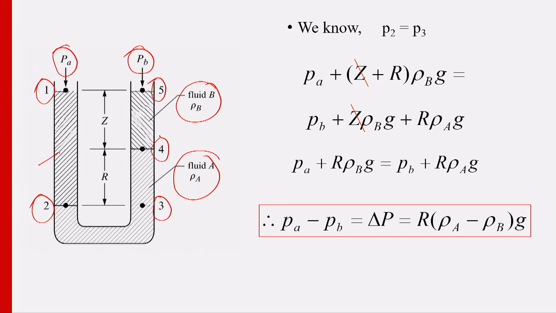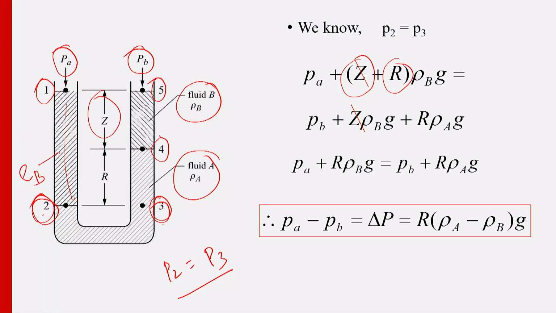Okay, so we know the value here. You take P2 to P3, and this point is again rho B. But we want to measure P2 to P3. So here you take P2 first: up to this point you take PA, then the height is Z, then R, and the density of fluid is rho B into G.